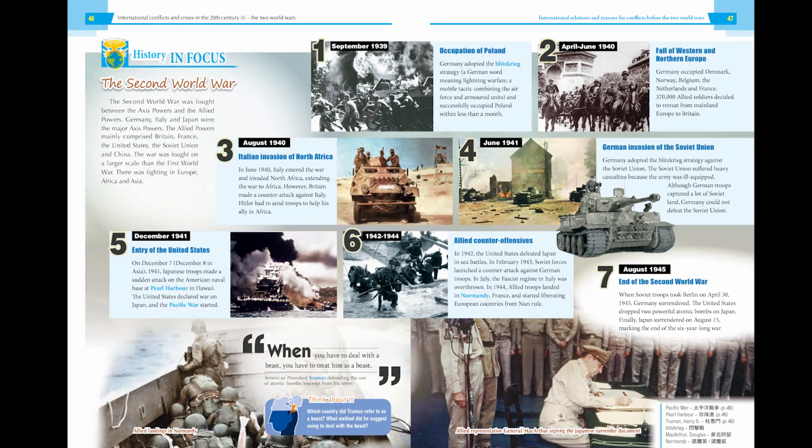1. September 1939. Occupation of Poland. Germany adopted the Blitzkrieg strategy, a German word meaning lightning warfare, a mobile tactic combining the air force and armored units, and successfully occupied Poland within less than a month.